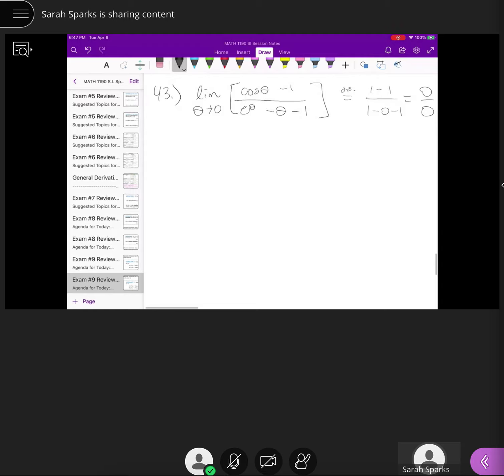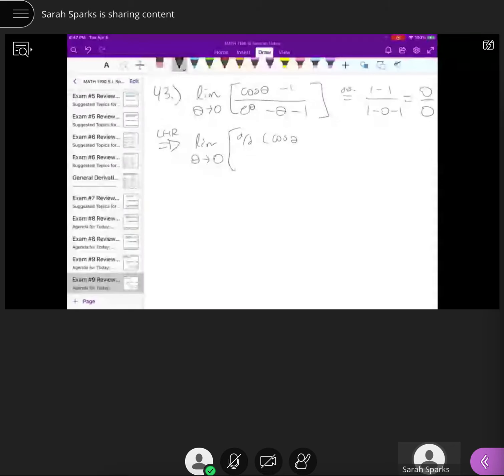So we know we're going to have to use L'Hopital's rule, meaning we have to take the derivative of the top and the derivative of the bottom. So we have, sorry, not d/dx, it'd be d/d theta of cosine theta minus 1 divided by d/d theta of e to the theta minus 1.